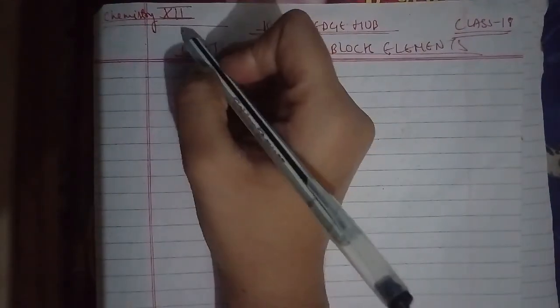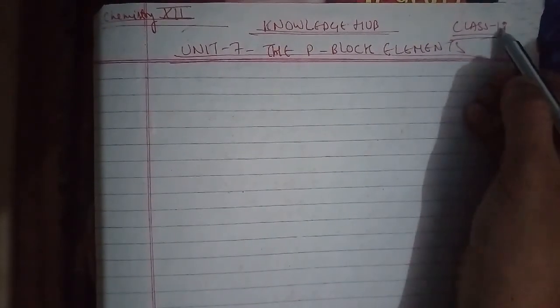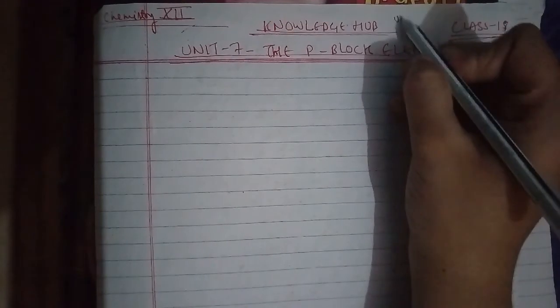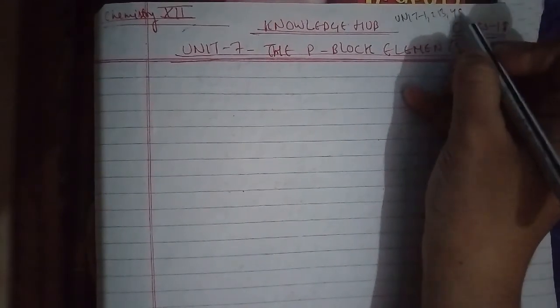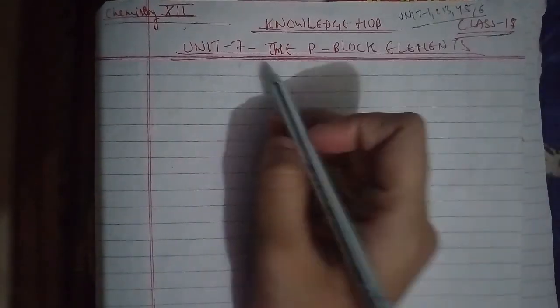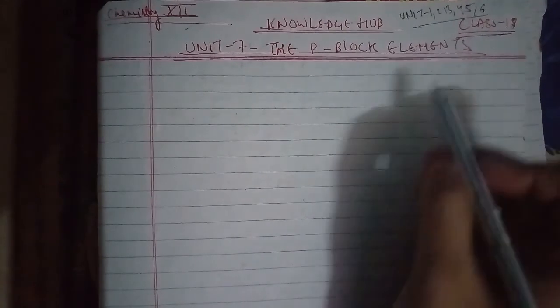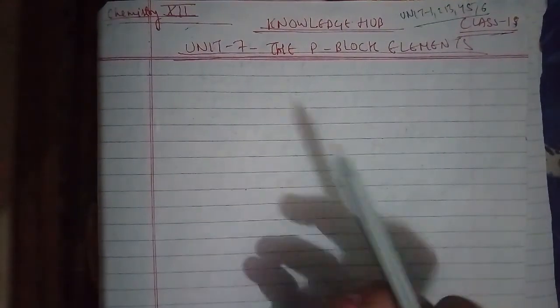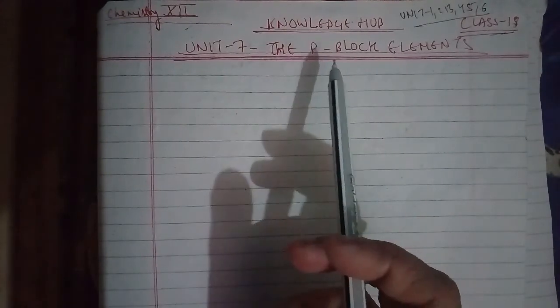Today we're going to start with your chemistry for class 12th, and that is your class 18. We have to start discussing it. In the last 17 classes we had discussed unit 1, unit 2, unit 3, unit 4, unit 5 and unit 6, so we have to start with unit 7 here. That is the P block elements that we have to cover here, and that is also an important one. In the P block elements, you have to consider how you have to figure it out.